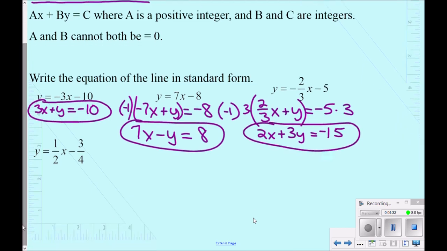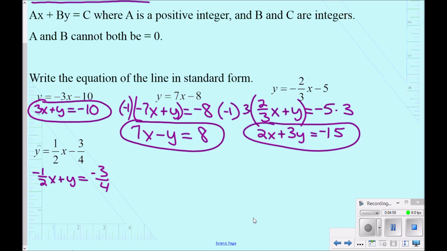Next, y equals 1/2 x minus 3/4. So the first thing we're going to do is get that 1/2 x over to the other side by subtracting from each side. So -1/2 x plus y is equal to -3/4. Then I need to get rid of two things: the negative for the a value, and the fractions for the a value and for the c value.